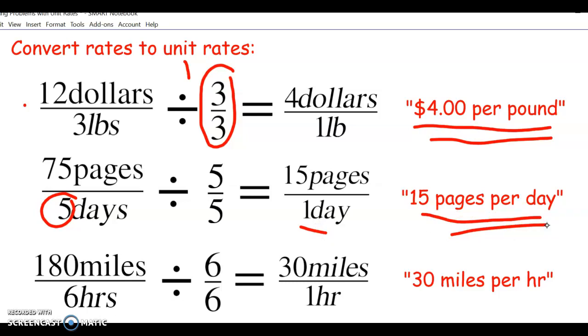And the last one, 180 miles for 6 hours. Divide by that denominator, 6. And you get 30 miles for 1 hour, or as we typically say it, 30 miles per hour is our unit rate. Okay?